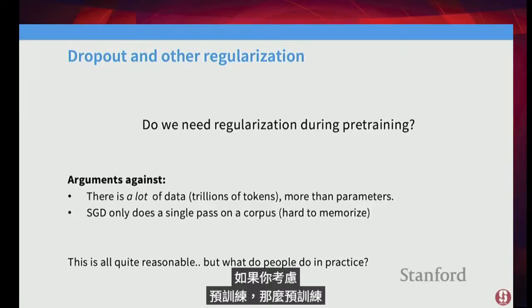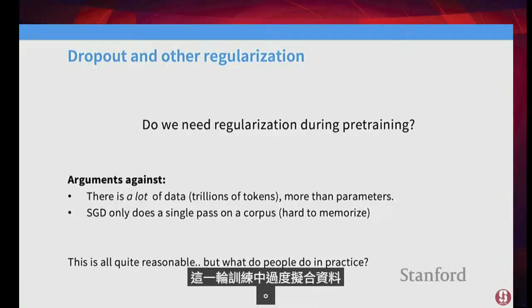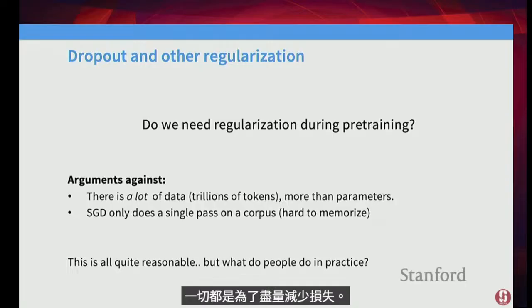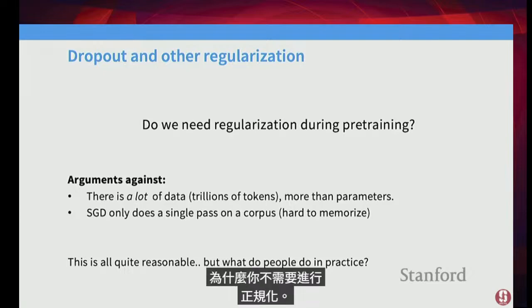If you think about pre-training, pre-training is about the furthest place that you might think of from regularization, right? Because in pre-training, you usually do one epoch. You can't even go through all of your data because you have too much of it. So you're going to do one epoch of training, and you're almost certainly not overfitting the data in that one pass. And so you might think, all right, we don't need regularization for pre-training. Let's just set your optimizer loose. It's all about minimizing loss. And these are really good arguments for why you shouldn't need to regularize.